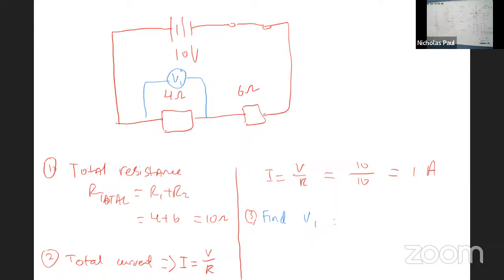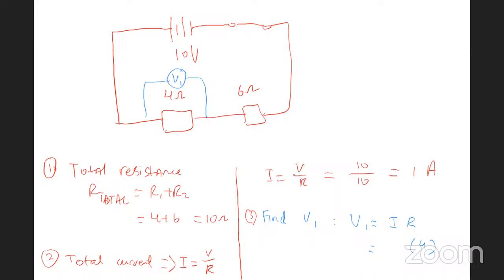Help me out now. How do you find voltage? Voltage is I times R, right? Good. Question. V1 is across which resistor? The 4 ohm resistor, right? So the voltmeter is across the resistance of 4. Question. What is I? What is the current flowing through the 4 ohm resistor?